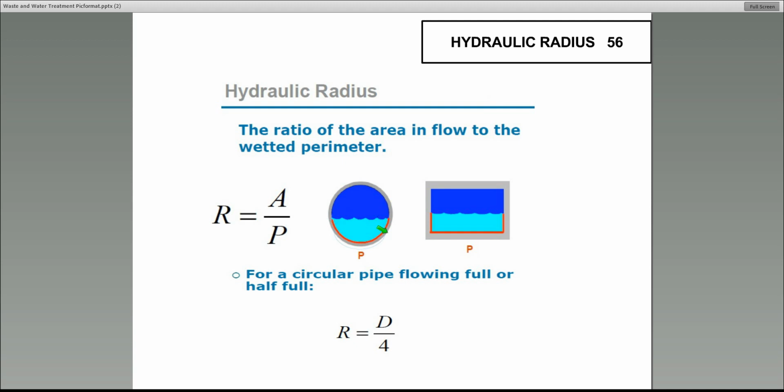So for a circular pipe flowing full or half full, the hydraulic radius is equal to D over 4. If you have this area divided by this perimeter, then you would get D over 4. But if you have twice the area and twice the perimeter, you're still going to get D over 4. So this is a good thing. If they give you a problem, don't go looking at tables to find out what the hydraulic radius is. If they say it's flowing full or half full, go ahead and use that formula. R is equal to D over 4. It'll give you a shortcut.